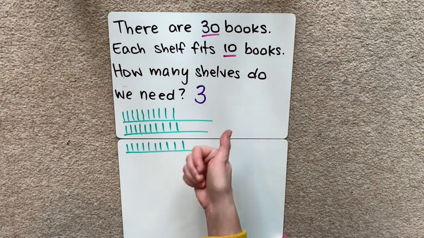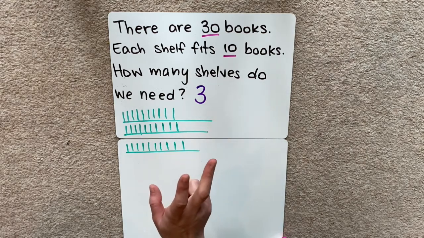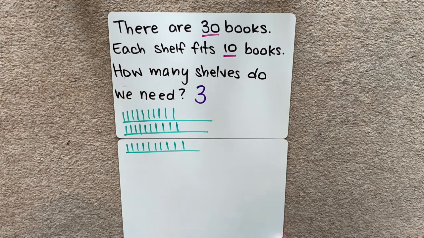Some of you, as I was doing that, you probably said, Miss Leung, you can just count up in tens, 10, 20, 30, 3 groups of 10. If you are there yet at that point where you can just count up in the numbers, that is great. You can do that. The drawing method is for those who still need a little bit of extra help because this is brand new.